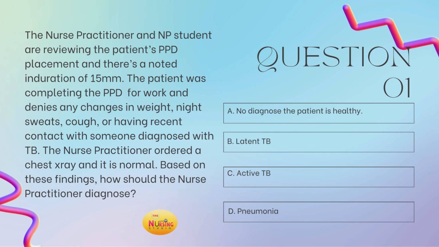Now, if it was active, they would meet all of those check boxes, right? Symptomatic, either been in contact, they had the PPD, and the gold standard diagnostic exam, chest x ray and/or sputum culture, are positive, then that will be active TB. But here is the latent phase, okay?